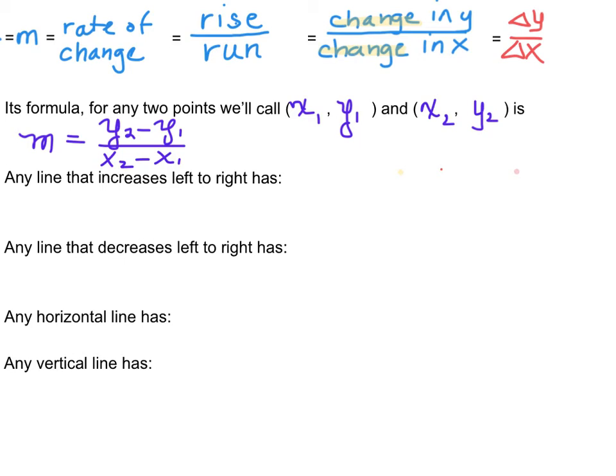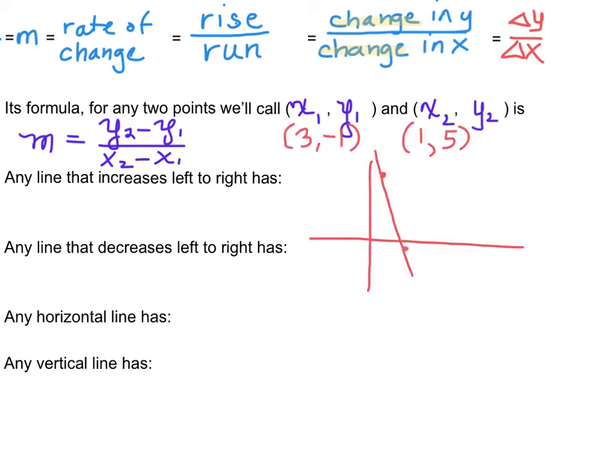If I gave you 2 points, it doesn't matter which one you call x1, y1 and which one you call x2, y2. You're just going to subtract the y's and subtract the x's. Just make sure you do them in the same order or your sign is going to be messed up. Let me give you an example. If we had 2 points, and I'll just make up a couple numbers here.